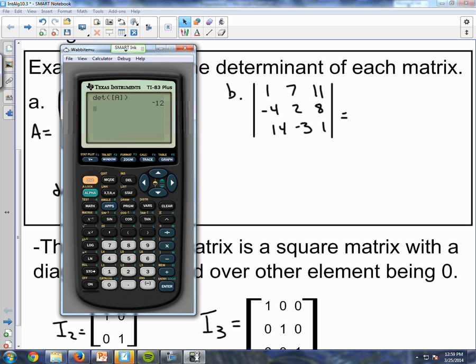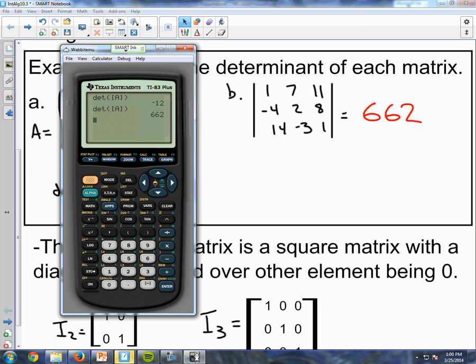Second quit, go back to matrix. You remember where we went from here? Go to math, and then choose the first option, DET for determinant, and tell it we want to do it for the one that we just put in, which is matrix A. Hit enter, and we get 662. So that's our answer there.